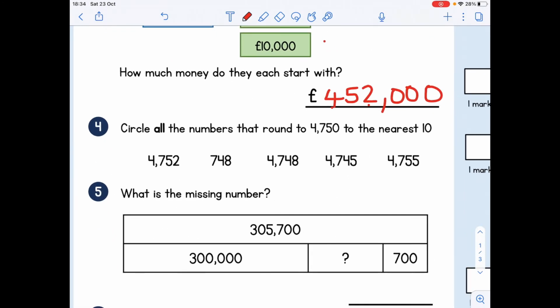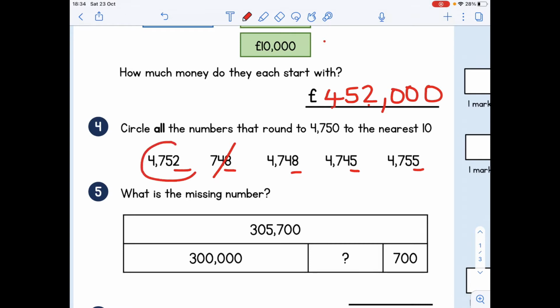Number 4, circle all the numbers that round to 4,750 to the nearest 10. So when we're rounding to the nearest 10, we always look at the ones column to help us make our decision. We can pretty much discount 748 because it's not going to round to 4,750 no matter what. There are no thousands in that number. So we're going to look at all the rest.